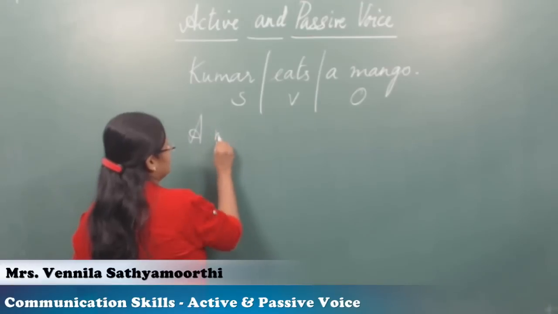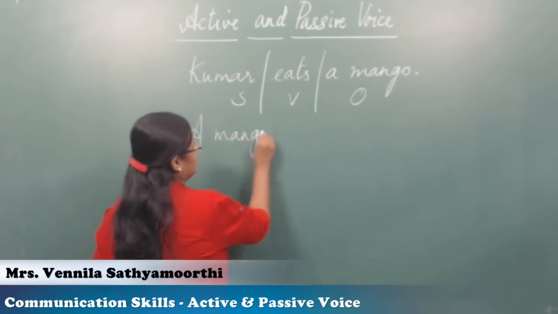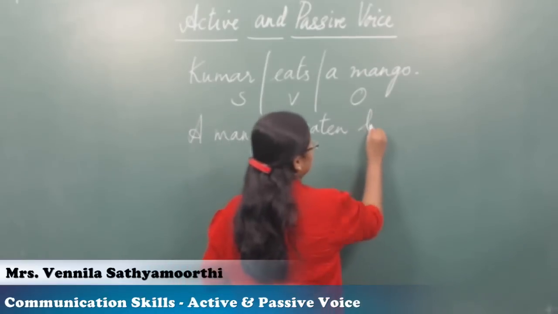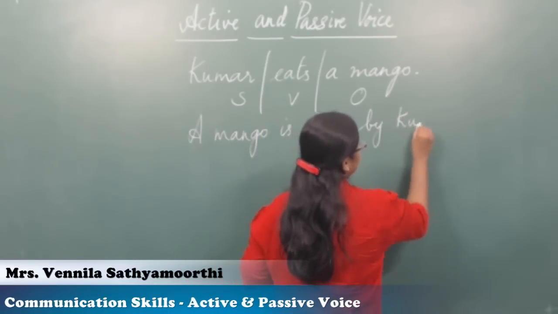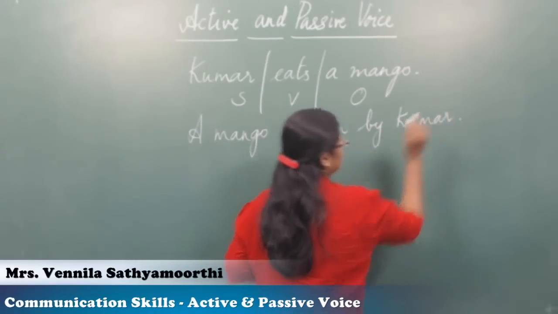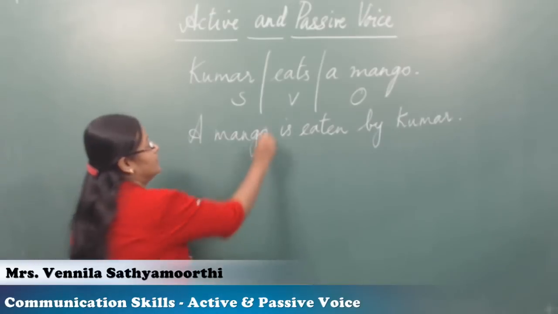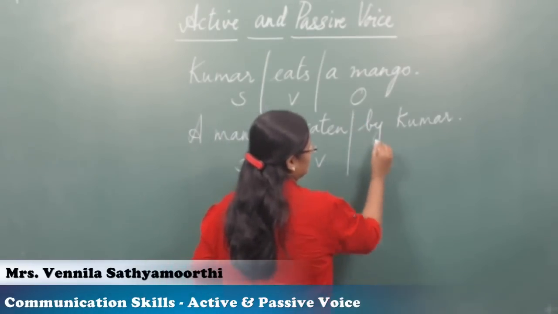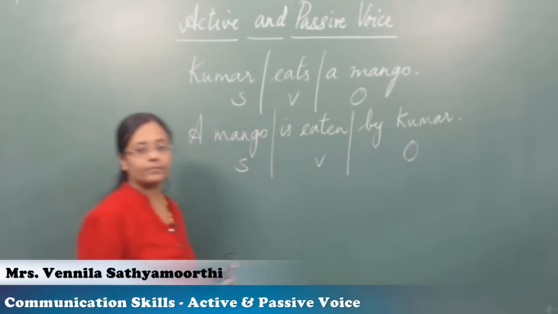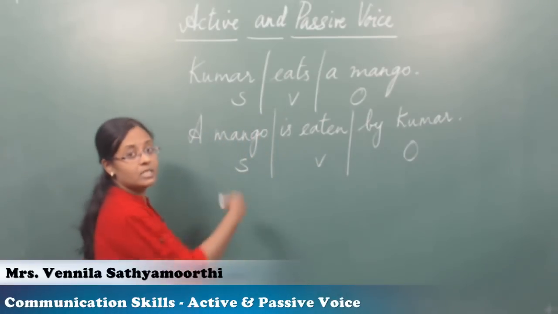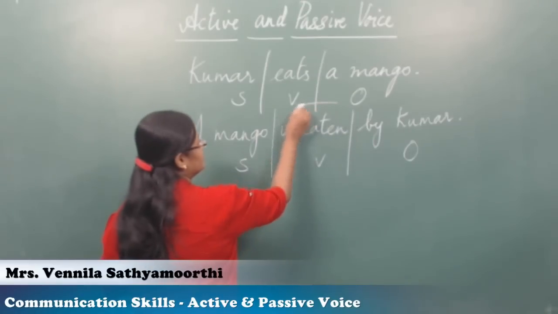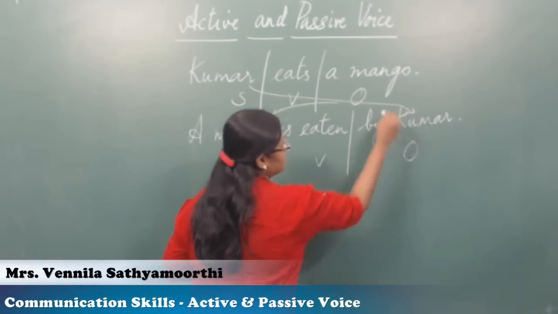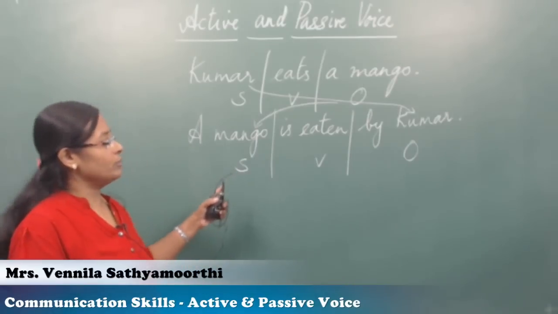Suppose you write this sentence in the passive voice: A mango is eaten by Kumar. This is the passive voice of this particular sentence. Now this is the subject, the verb, then the object. Now this is very clear. What have we done here? The object has become the subject, and the subject has become the object. That's the normal change we do.